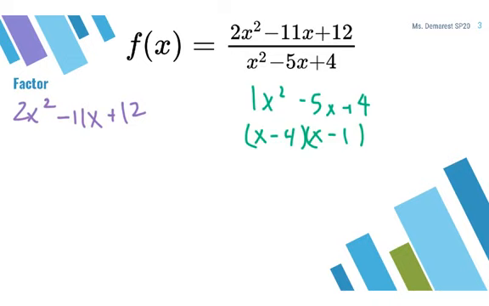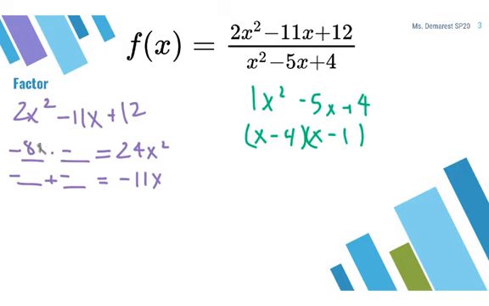The numerator is a little trickier, right? Because it has a leading coefficient of 2. So we have to do the AC method. Multiply a and c together, we get 24x squared. So we're looking for what multiplies to 24x squared and adds to negative 11x. I know they both have to be negative because they're multiplying to a positive number, but adding to a negative. So 12 and 2 is not going to work. 6 and 4 is not going to work. It's got to be 8 and 3.